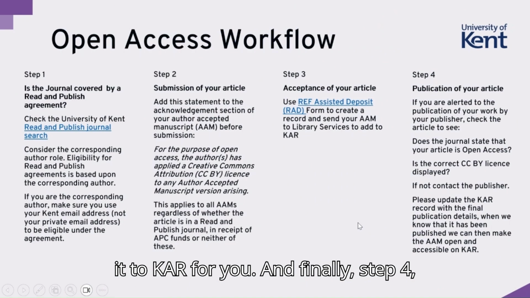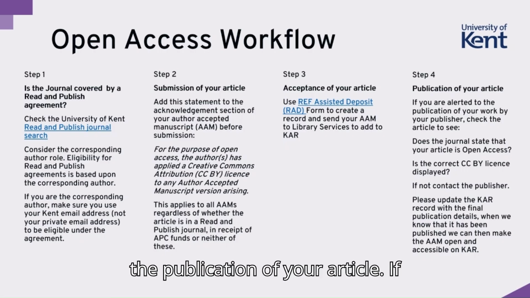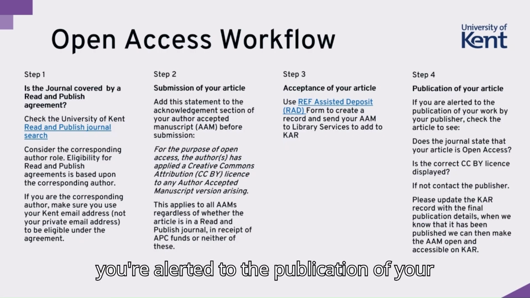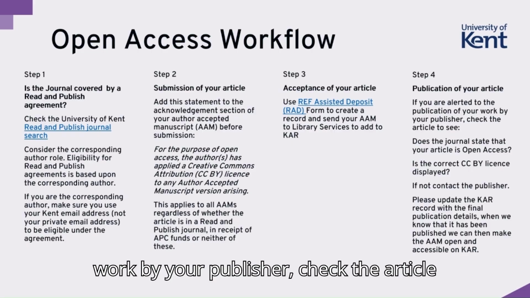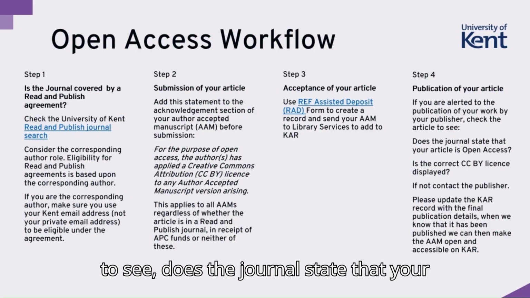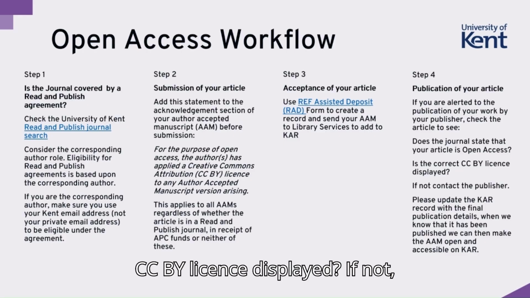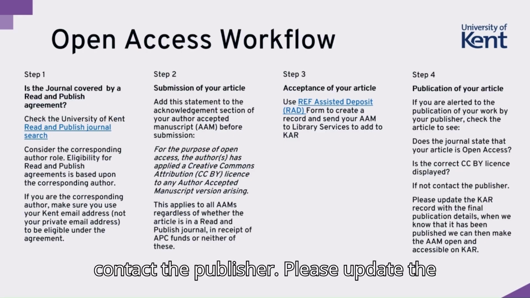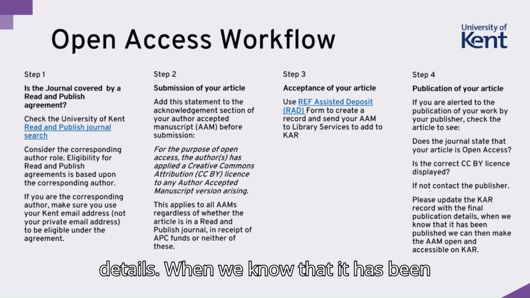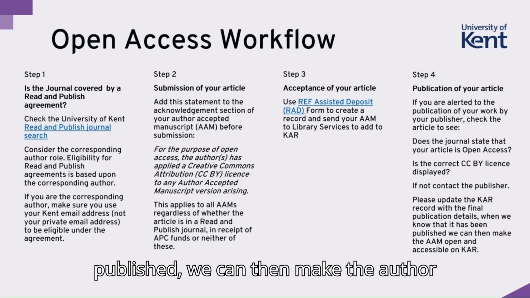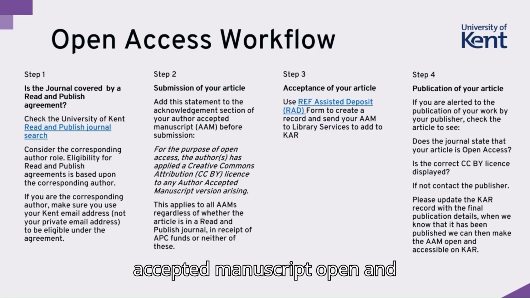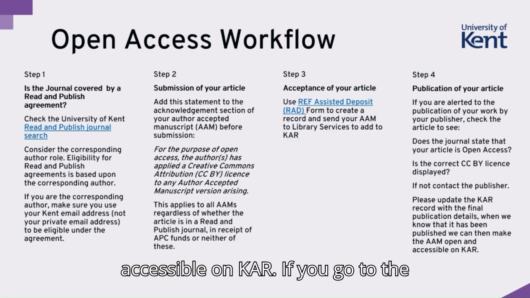And finally, step 4, the publication of your article. If you're alerted to the publication of your work by your publisher, check the article to see: does the journal state that your article is open access? Is the correct CC BY license displayed? If not, contact the publisher. Please update the CAR record with the final publication details. When we know that it has been published, we can then make the author accepted manuscript open and accessible on CAR.